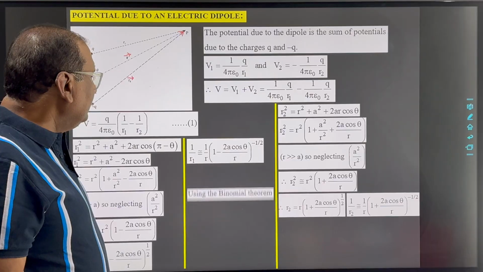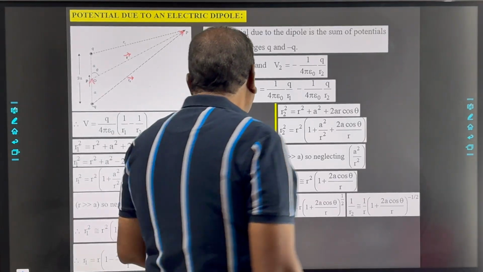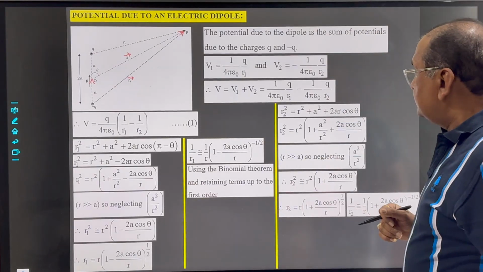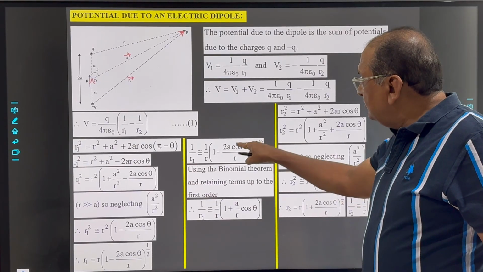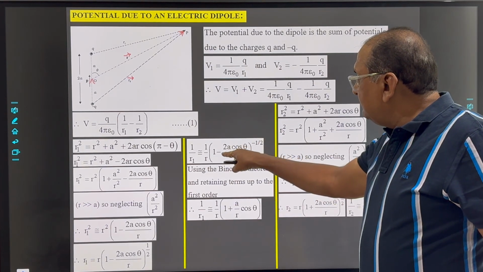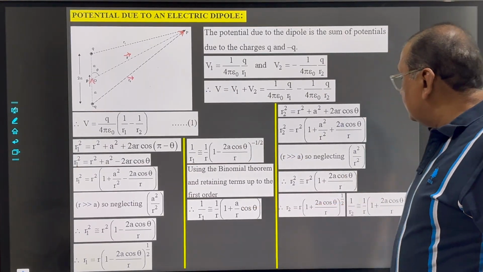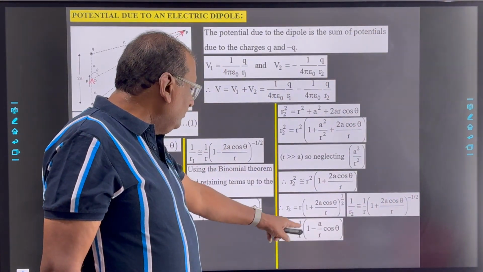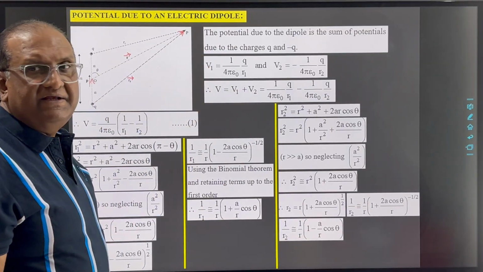Now let's use the binomial theorem and retain terms up to the first order, neglecting higher order terms. We know this thing. So we can write here 1 upon R1, this raised to minus 1 by 2, will be multiplied with the second term. So 1, this minus 1 by 2 into minus, plus 2 cancel. So A by R cos theta. Similarly here 1 upon R2 is equal to 1 upon R into 1 minus A by R cos theta.